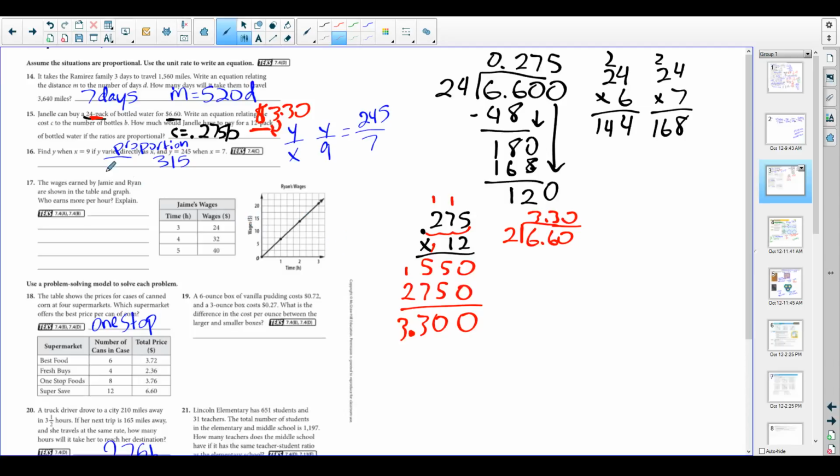Okay, that's it for that one. 17. Who earns more per hour? Explain.